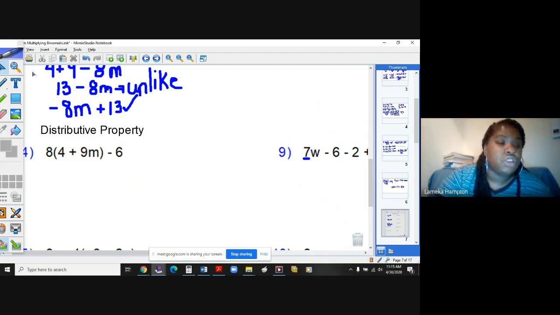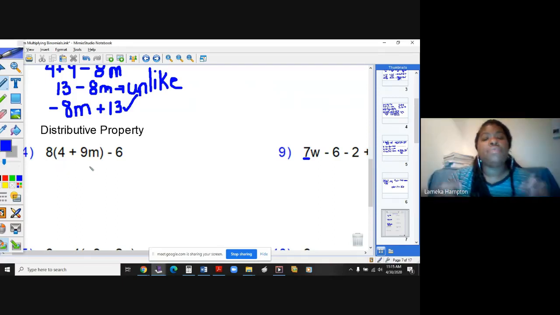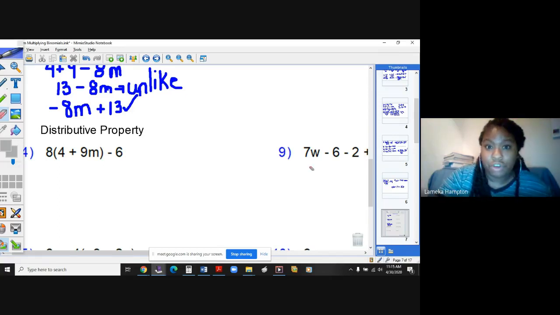So remember, to distribute something means to give. So what we are going to do is give this 8 that's outside of the parentheses. And remember, anything dealing with parentheses is automatically multiplication. That's very important for you to remember because they do not have the multiplication sign in algebra. They use parentheses to denote multiplication.